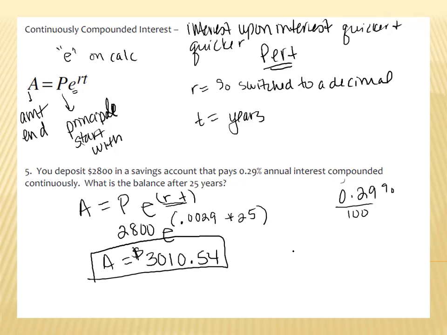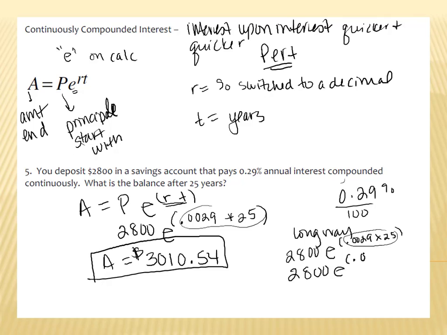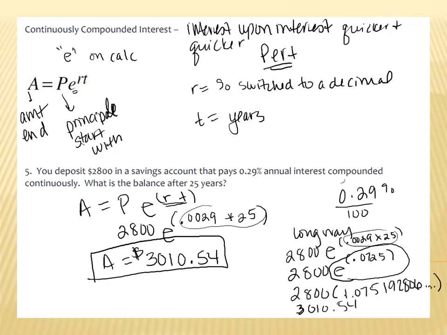Now, if you can't type it in all at once, you're going to have to do this first. So this is the long way. So let's do this right here. And then you want to do the exponents. And then you'll get 2800 times 1.075192806, and on and on and on. And then times that by 2800. And then you get the same answer. Again, some of your calculators you'll be able to type this right in the way it looks.